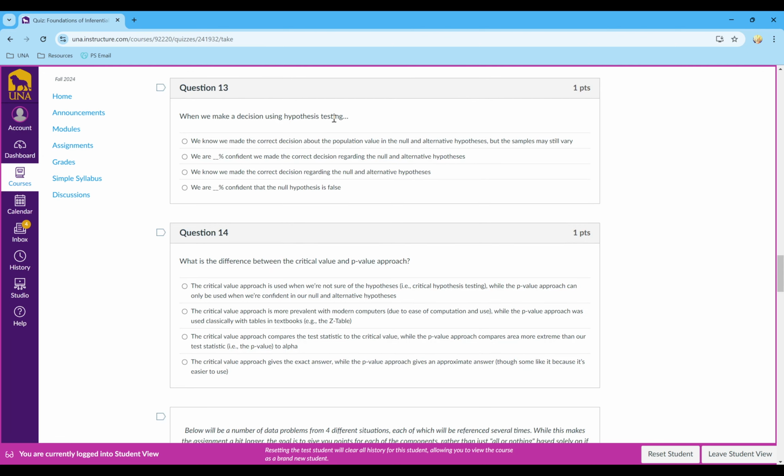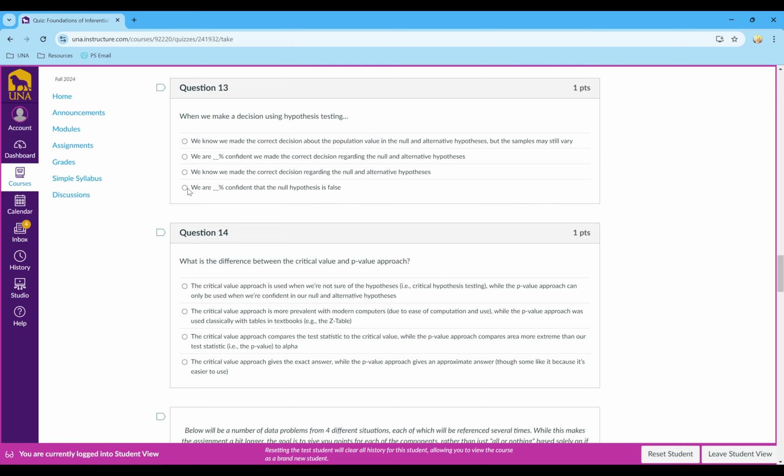When we make a decision using hypothesis testing, no, we make the correct decision. Well, we never know. Blank confident we made the correct decision regarding the null and alternative hypotheses. That sounds right. No, we made the correct decision. Can never know. We are blank confident that the null hypothesis is false. Okay, so I'm looking between 2 and 4. So which one sounds more correct?